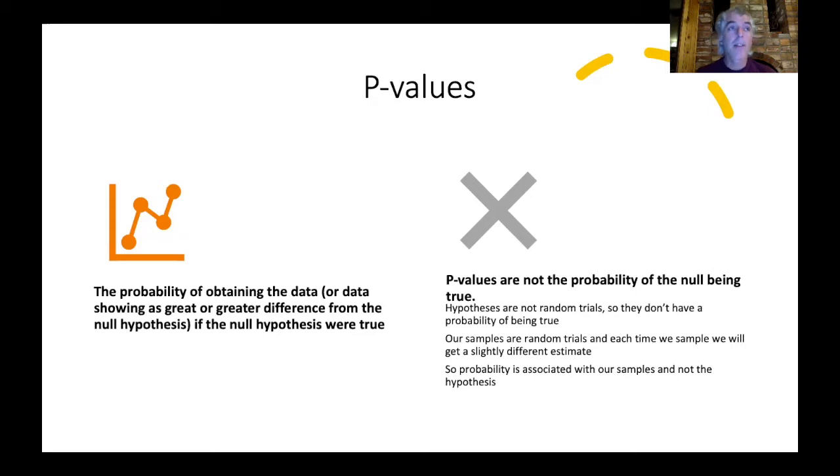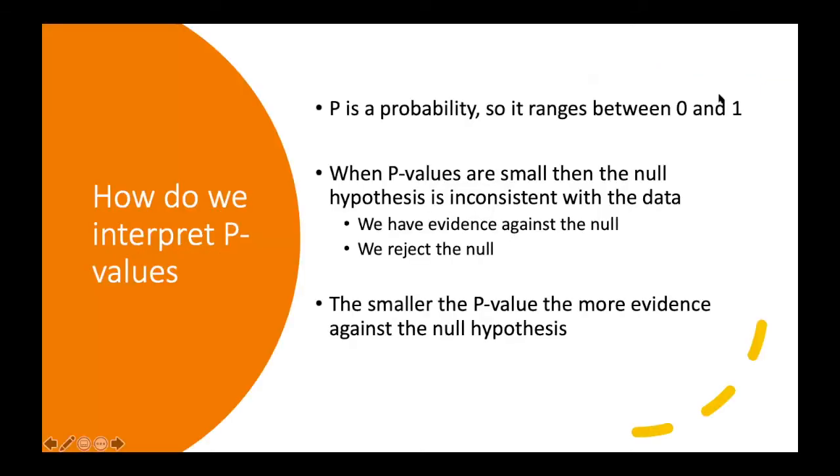Our samples, on the other hand, are random trials. They're random subsets of the population, and as a result, they have a probability associated with them. When the null hypothesis is true, there's a certain probability of getting different outcomes that's due to our sampling error. So there are probabilities associated with samples, even though there aren't probabilities associated with hypotheses. A p-value is a probability, and as a result, it ranges between 0 and 1.